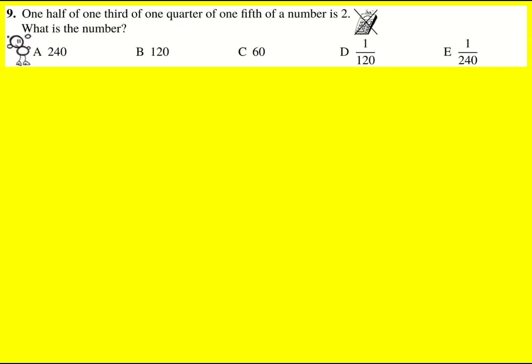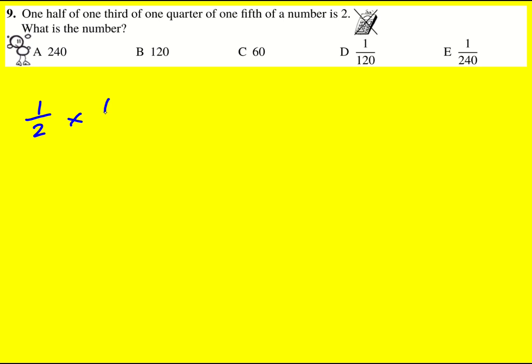You could do this question by taking each number in turn and finding a half and a third and a quarter and a fifth until you get two. But I'm going to do it in a more general way, because that's what we're trying to work on in these sorts of challenges: improving and being able to cope with it if we weren't given multiple choice.